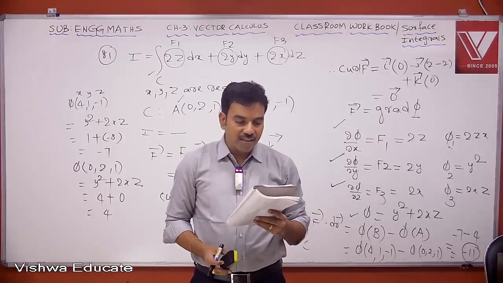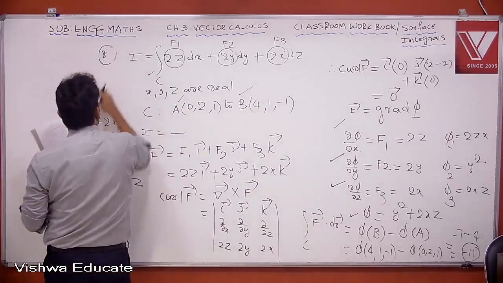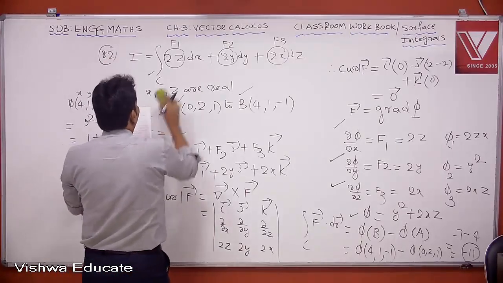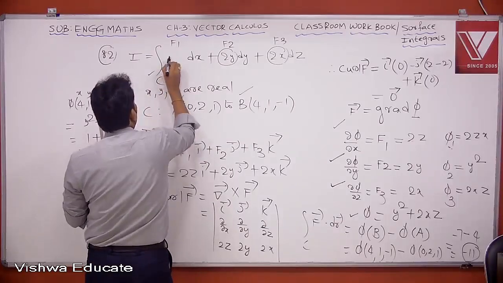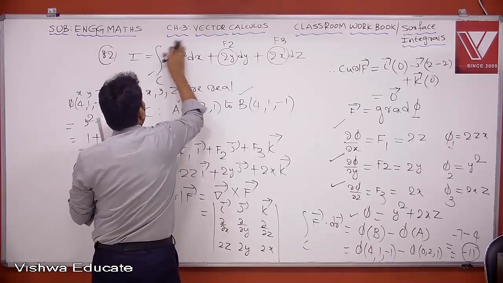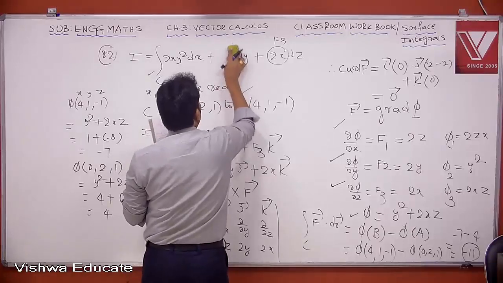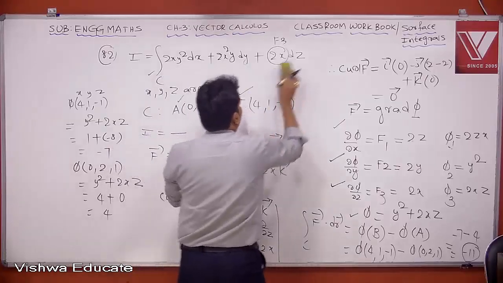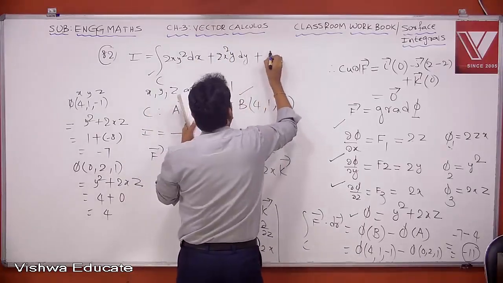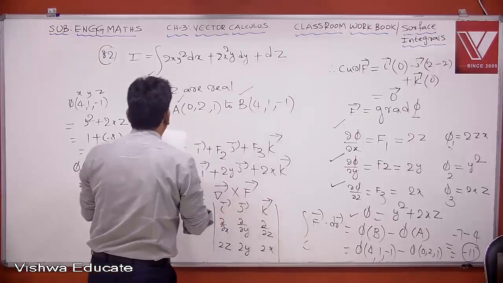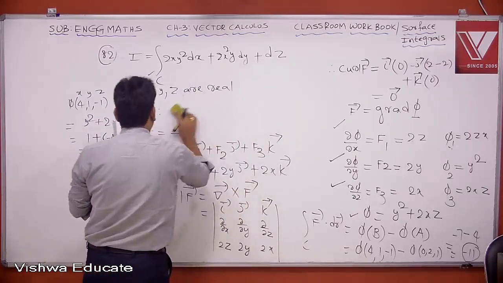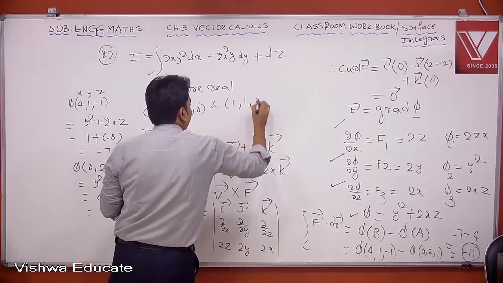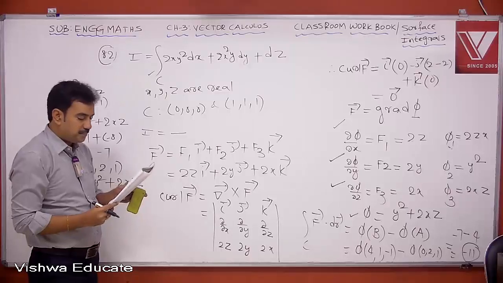Next we move to question number 82. The value of the line integral of 2xy square dx plus 2x square y dy plus dz along a line joining the points (0, 0, 0) and (1, 1, 1) is, options are given.